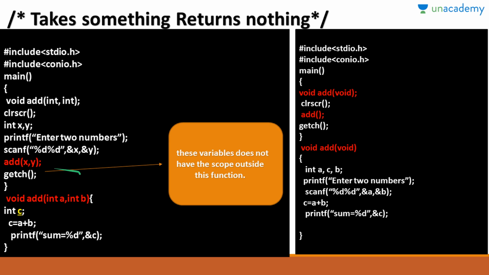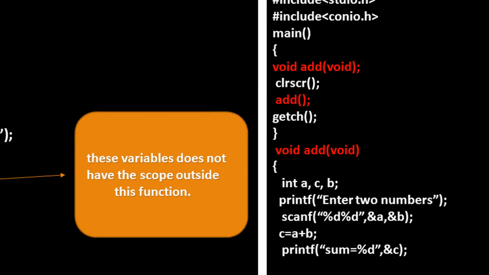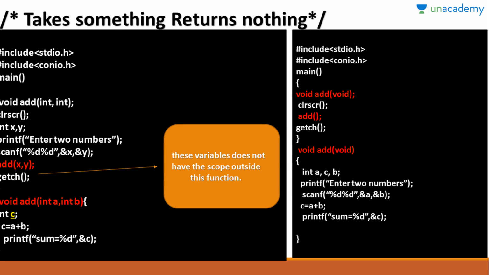In the previous example we are not writing anything inside the brackets, because we are not taking anything. And here we have written x, y because we are taking input from the user, and these variables do not have scope outside this function. They are defined in main, so we can only use these variables inside the main function. These are not valid inside other functions.